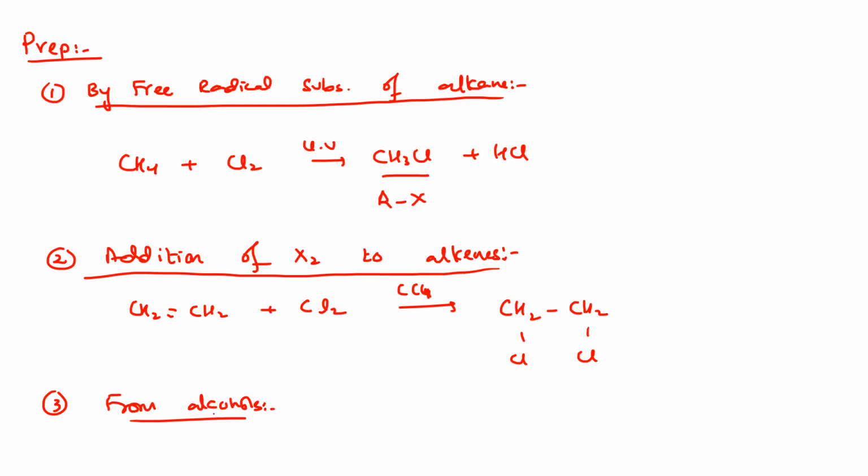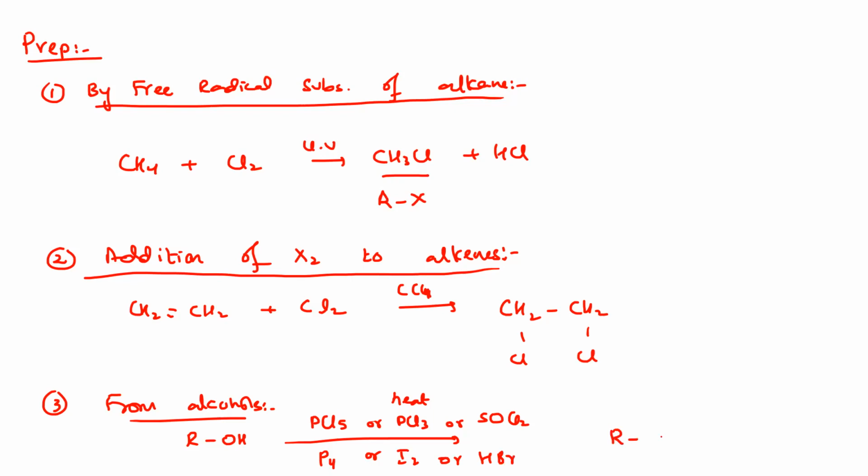So from alcohols, we can have a reaction with PCl5 or PCl3 or SOCl2. PCl3 requires heating. Or simply phosphorus and iodine, or HBr. All of these reactions will eventually give us an alkyl halide and water.